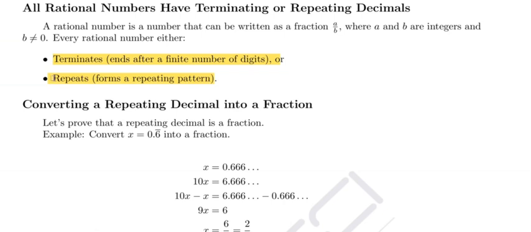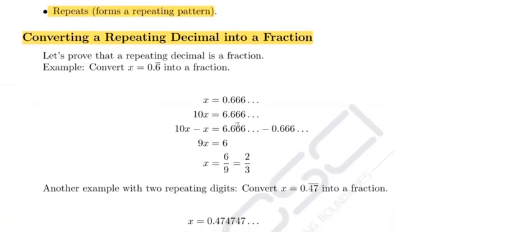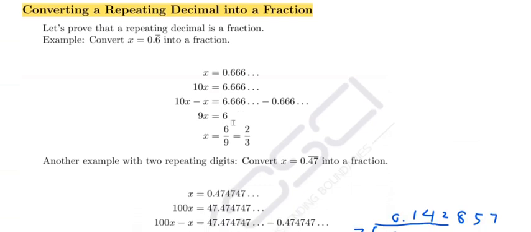Next, let us learn a very practical method to convert a repeating decimal back into a fraction. This method is clever. We use multiplication to move the repeating block to the left of the decimal point, and then we subtract to make the repeating part cancel. Let us try a common example, 0.6 repeating.